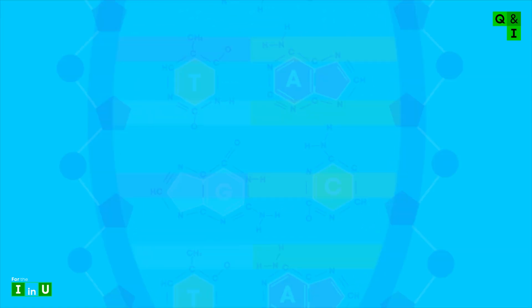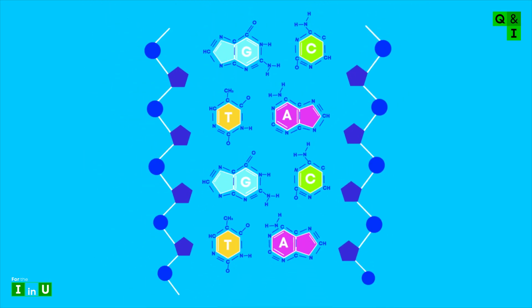The base pairs, like steps, always connect in a specific way with the help of hydrogen bonds. A with a double hydrogen bond links to T, and C with a triple hydrogen bond links to G.